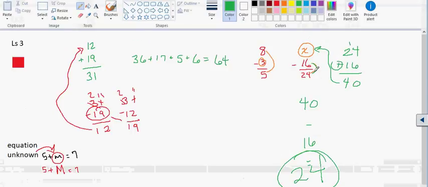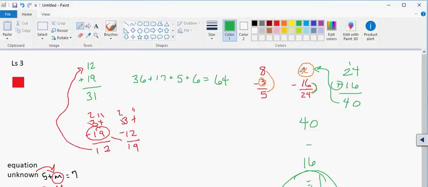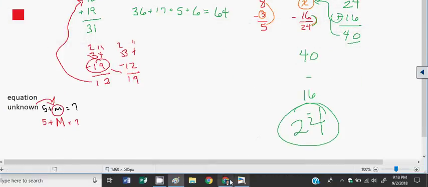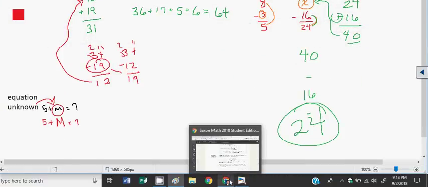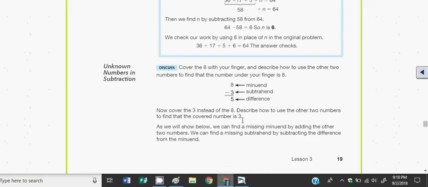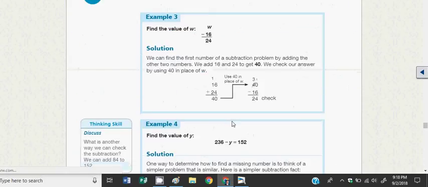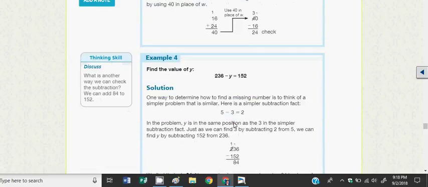So one more time with me. To find the missing minuend in a subtraction missing a number problem, you add the difference with the subtrahend. And in this case, that came to 40. Last example 4. Let's just talk it through here. 236 minus an unknown is 152. Find the value of y.